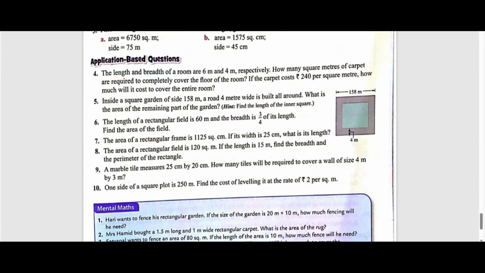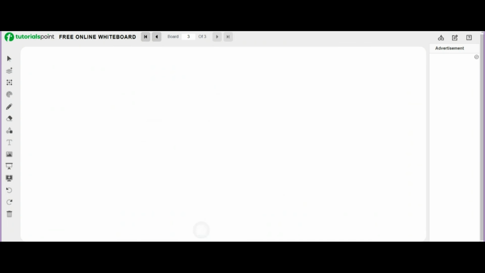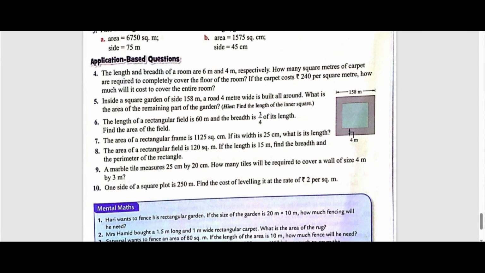Okay, so here I will give you the formula. If we get the correct answer, this means it is perfect. If not, you have to revise this. Remember this. Step one is to find the side of the inner square. The question is: inside a square garden of side 158 meters, a road 4 meters wide is built all around. What is the area of the remaining part of the garden? Hint: find the length of the inner square. They gave you the outer square and the width, and we have to find the other length as well.